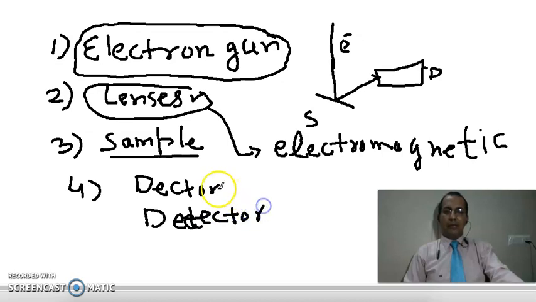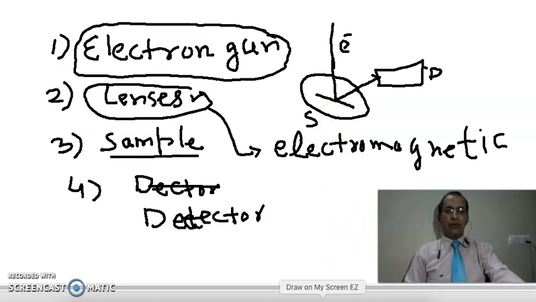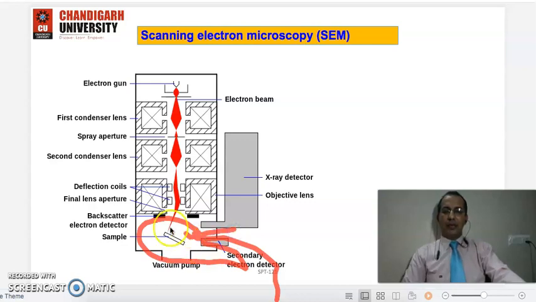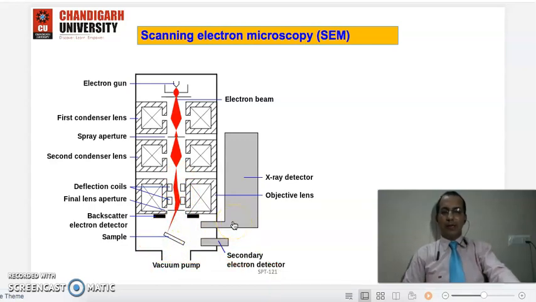In the case of the detectors, you would have the emitted electrons. Now one concern remains: when the electrons interact with the sample, what type of processes will take place? This will be answered in our next slide. We would like to highlight what happens in the sample when the electrons interact with it. So let me pull up the next slide.